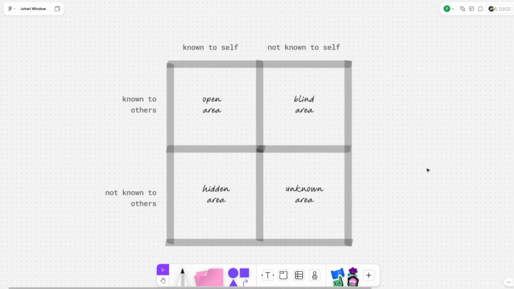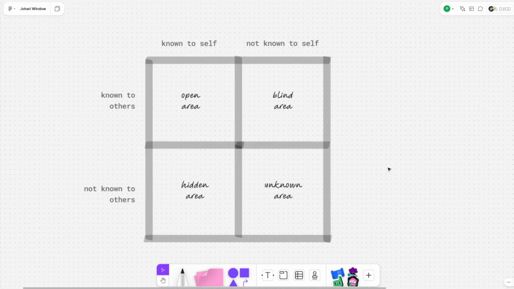So let's start to understand it. We'll start with what it is meant for, which is to build better relationships. And then eventually we'll go to how we can use it in our product as product designers. It's made of 4 quadrants. That's why it looks like a window.